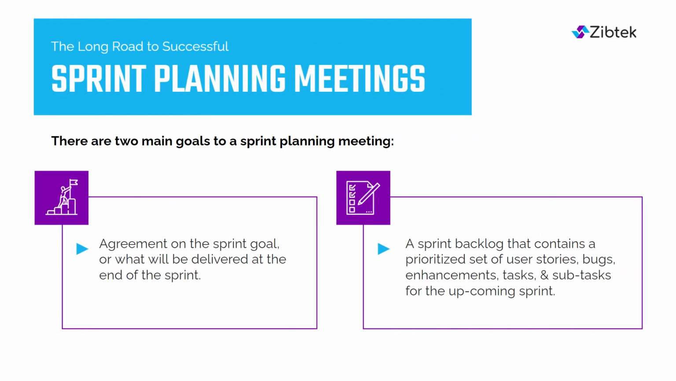There are two main goals to a sprint planning meeting: agreement on the sprint goal, or what will be delivered at the end of the sprint, and a sprint backlog that contains a prioritized set of user stories, bugs, enhancements, tasks, and subtasks for the upcoming sprint.